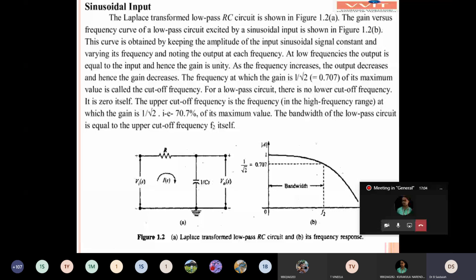That means the gain, what is the formula for voltage gain? Output voltage by input voltage, V naught by Vi. Both are equal for f equal to 0, that is, a DC signal. So that's why on the y-axis at f equal to 0, the gain value is the maximum, 1, the V naught by Vi value.